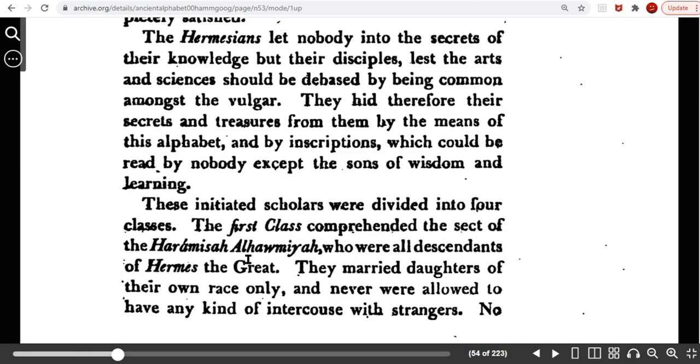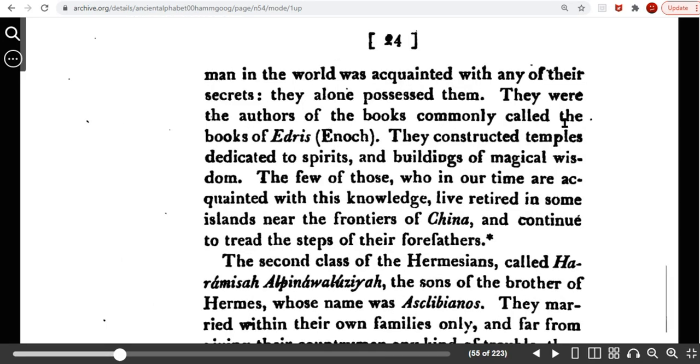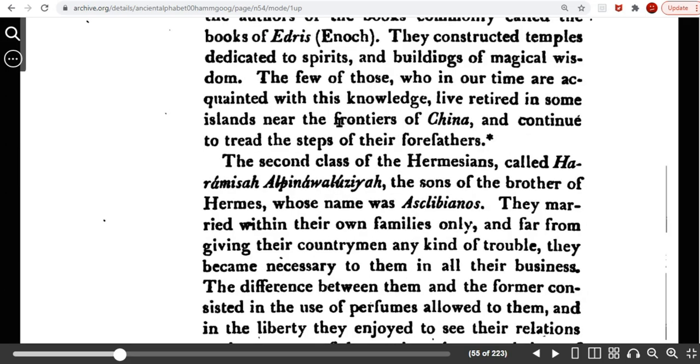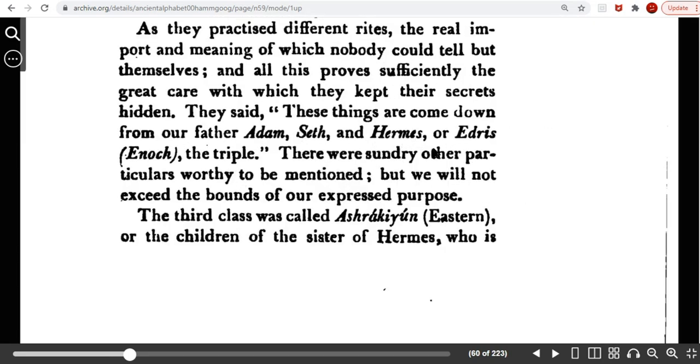And so the 4 classes were the sons of Hermes, and they married into their own race, and never allowed to have any kind of intercourse with strangers. Intercourse used to mean communication. They were the authors of the books commonly called the books of Edris or Enoch. And the few of those with this knowledge now retired in some islands near the frontiers of China. And they said these things are come down from our father Adam, Seth, and Hermes, or Edris, Enoch, the triple.